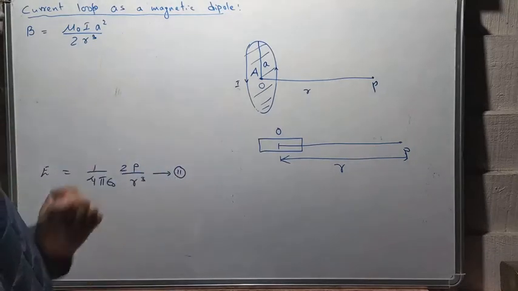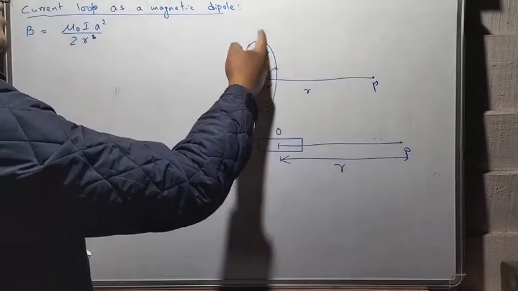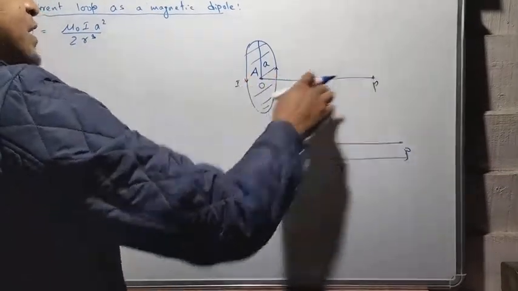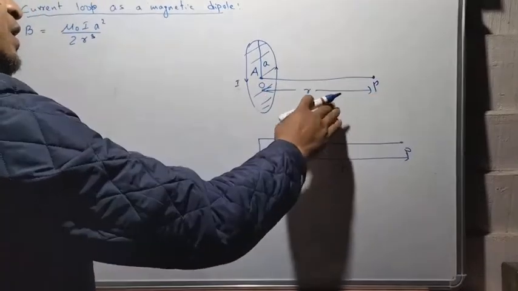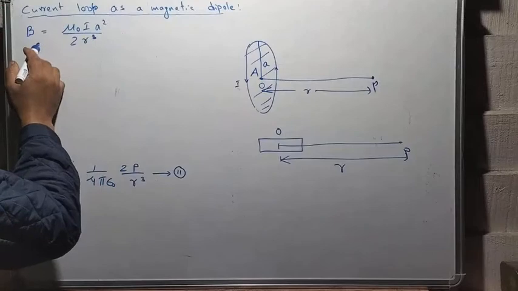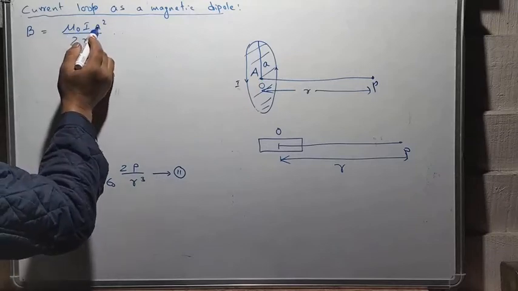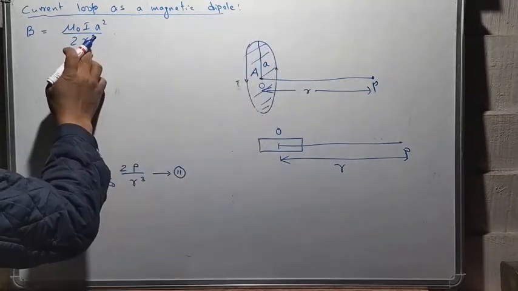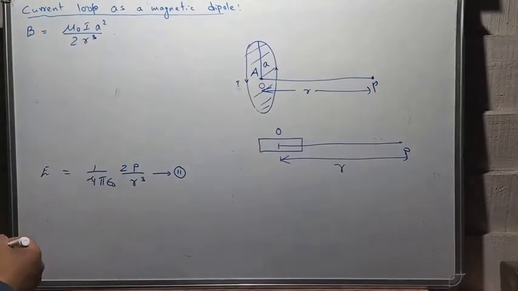We have seen before in chapter 4 the magnetic field at a very large distance from the center of a current carrying circular loop. Let's say point P is a point on the axial line at a distance r from the center, far compared to the radius. Then the magnetic field B at this point is equal to mu naught I a square upon 2r cube, where a is the radius of the circular loop and r stands for the distance of point P from the center of the circular loop.